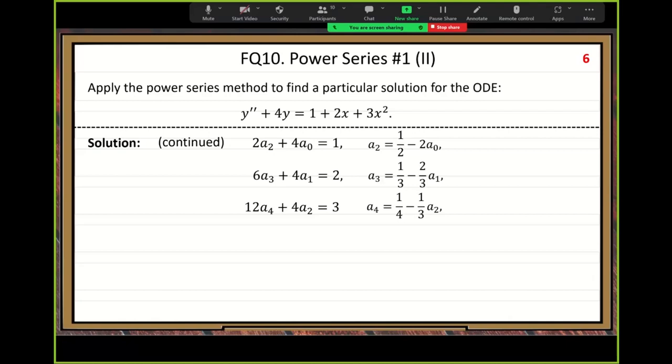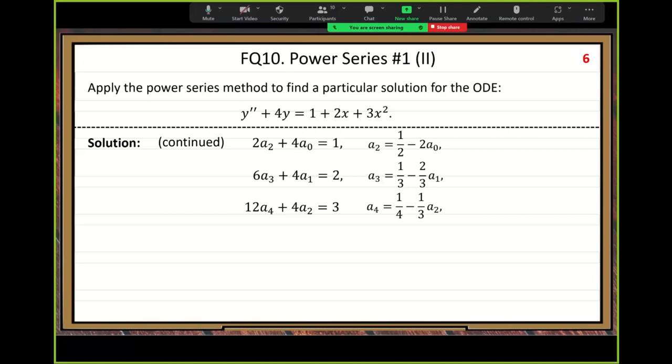But here, after this simplification, we write a2, a3, a4, then we try to simplify. When we solve a question like this, we try to make it as simple as possible. How to make it simpler? Read the question, the original.